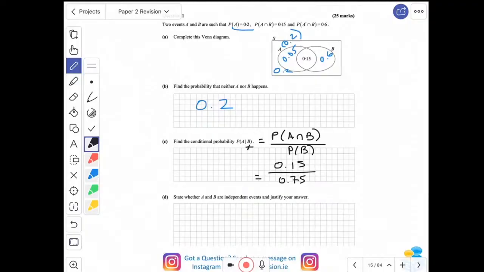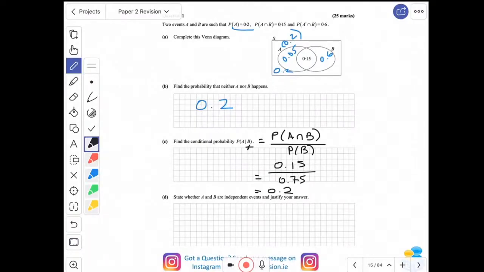Okay, and then the final part of this question says, state whether A and B are independent events and justify your answer. Okay, so again, in order to approach this question, you need to know the formula that we spoke about. Now, some of you may know from even looking at the conditional probability part where the answer comes from, but I just want to show it to you in regards to what I spoke to you about a minute ago.